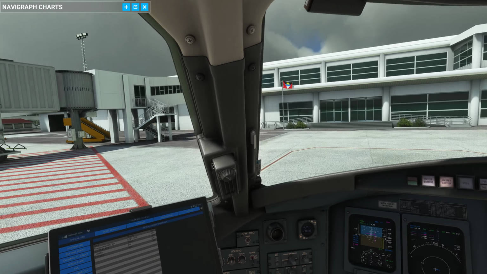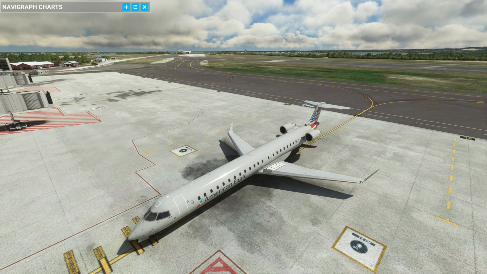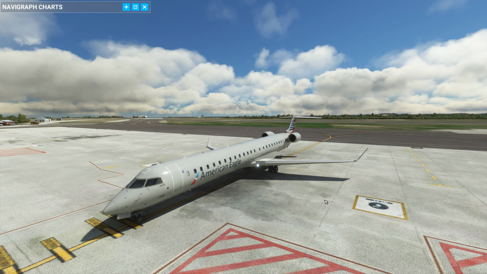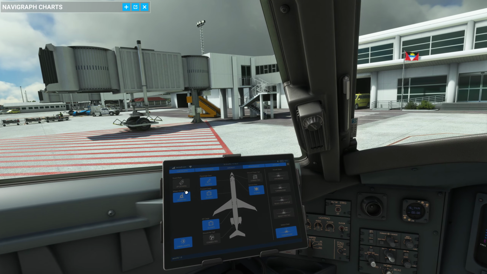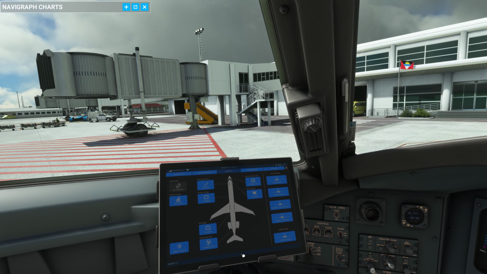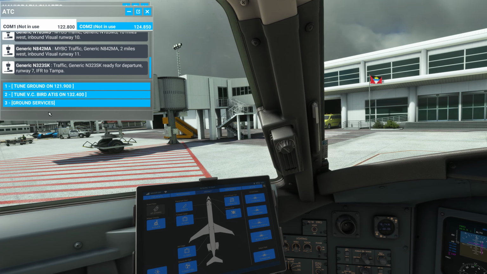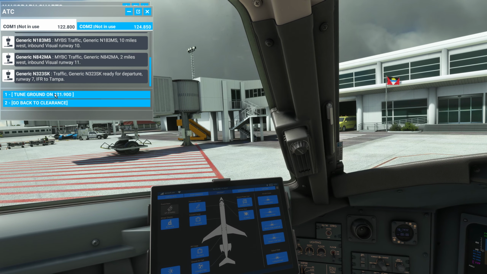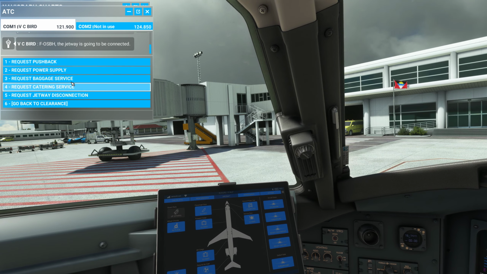And they didn't do it. I had a flight recently where I parked so perfectly. Oh, look at that. Look how close I was. I parked it so perfectly that they automatically brought out the ramp jetway. My parking was so good.